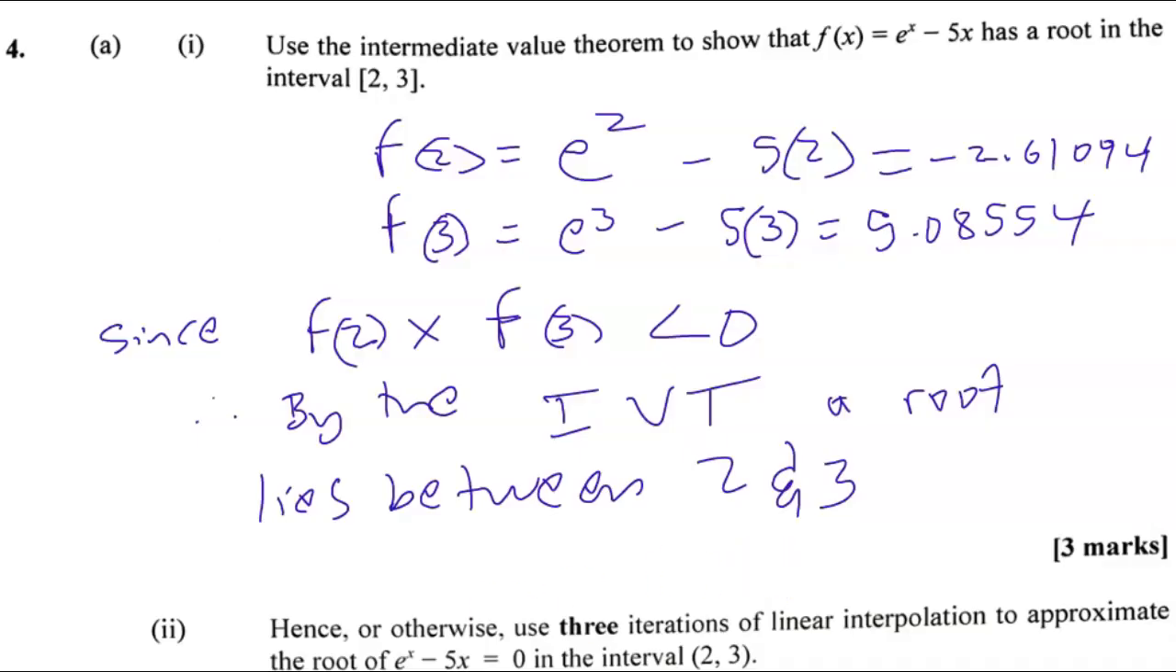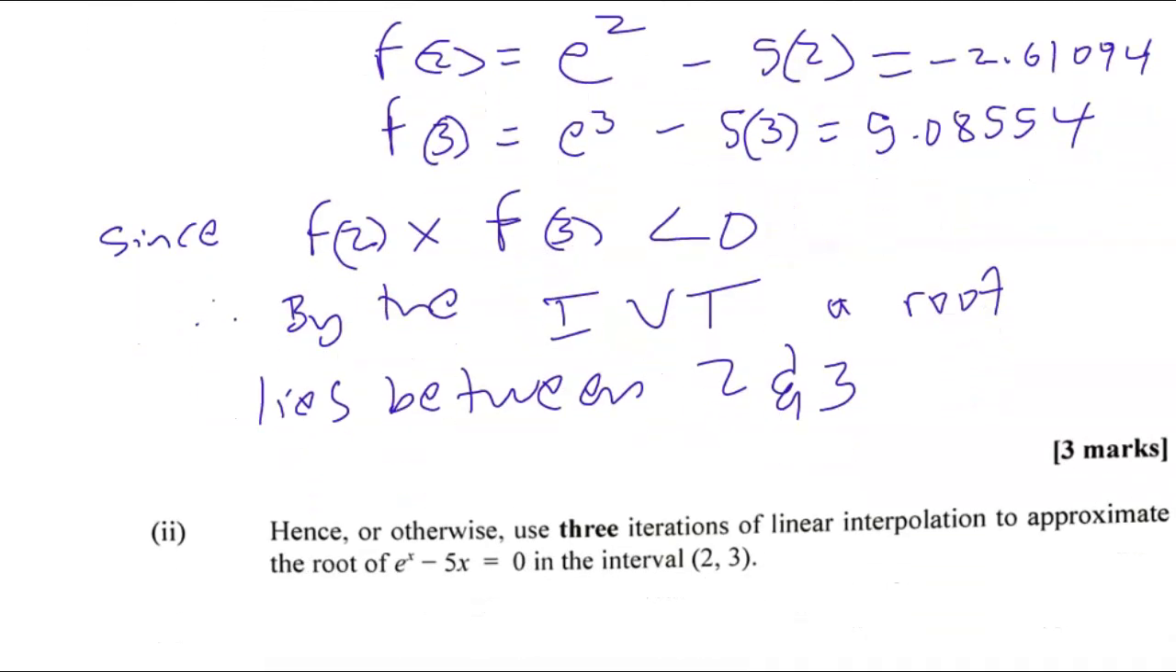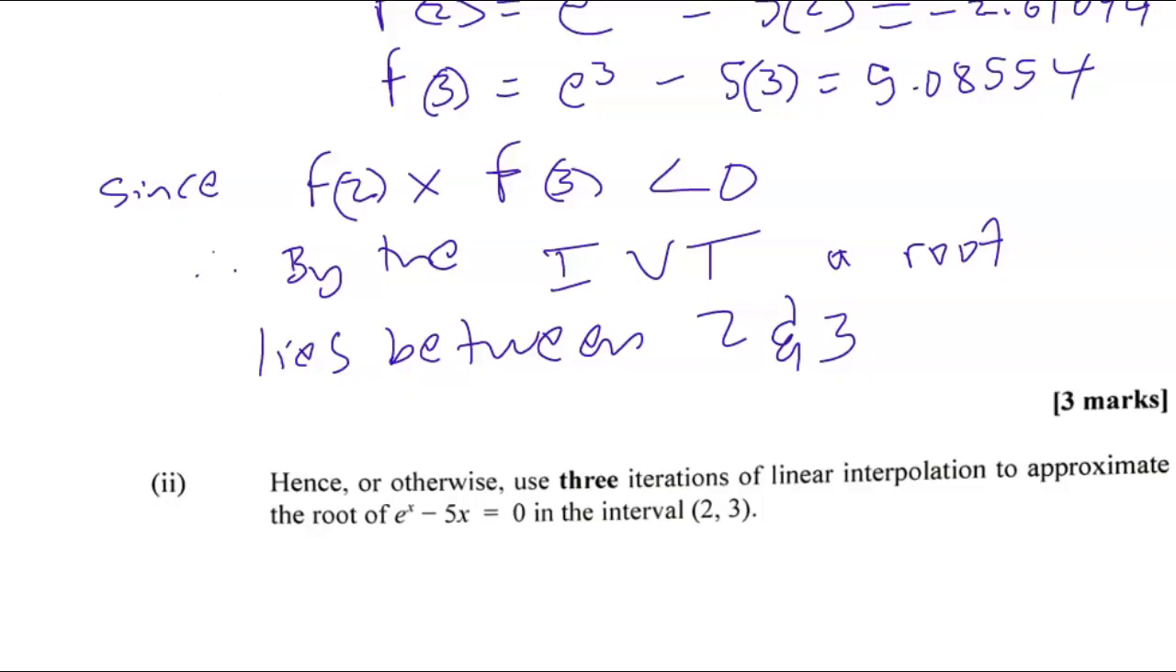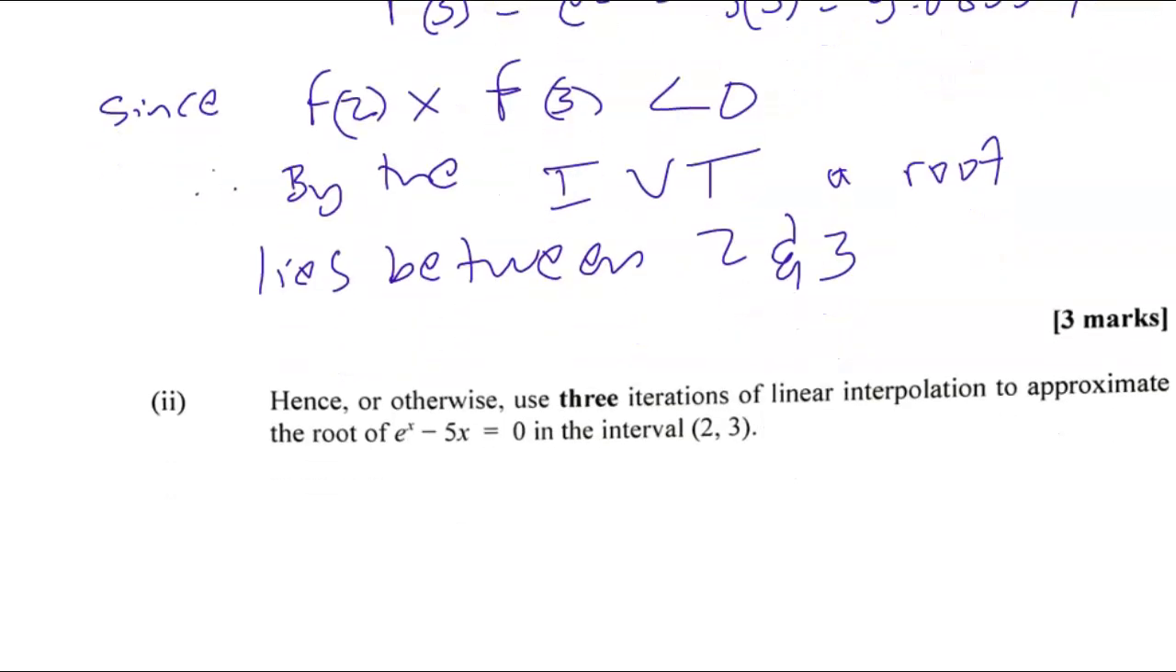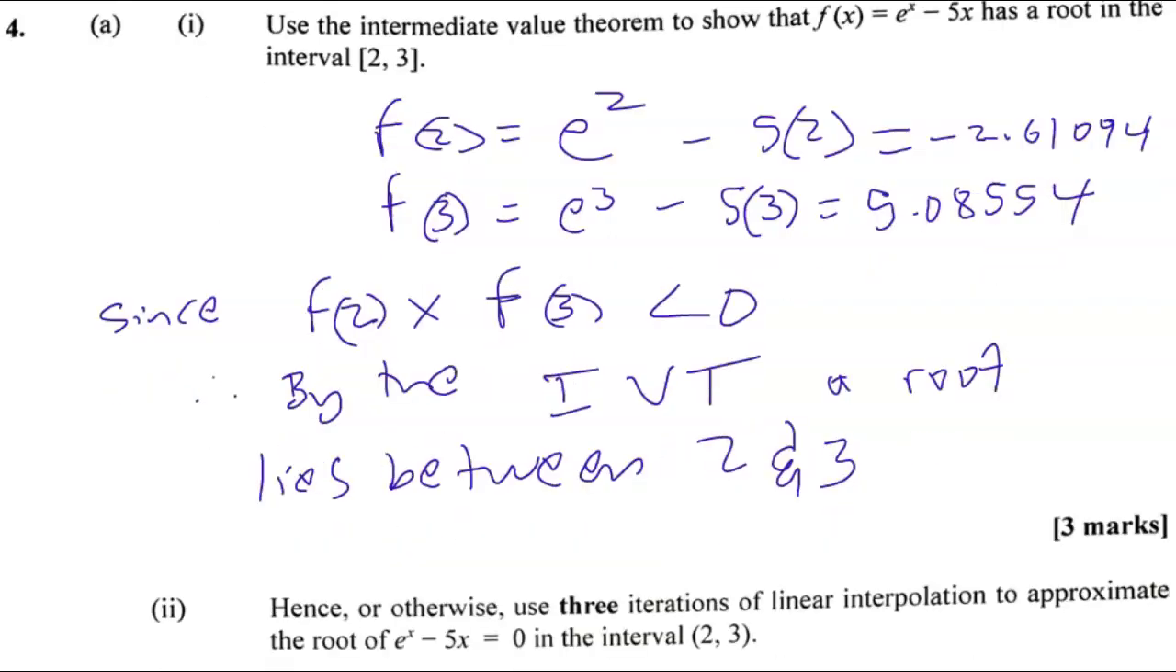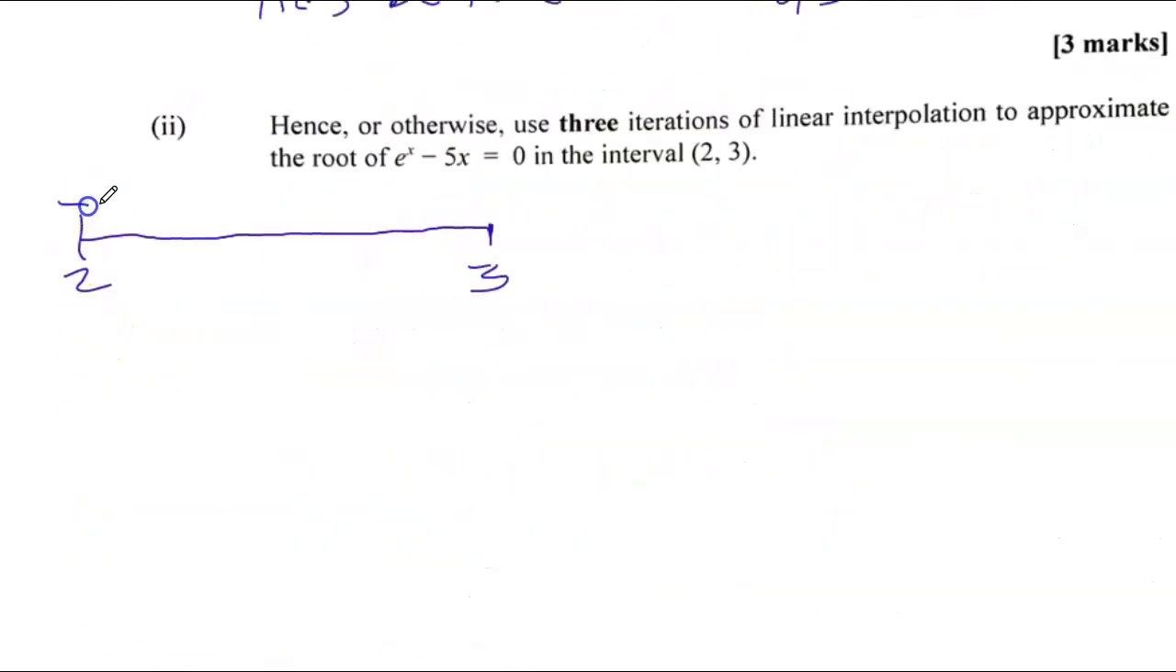Hence, or otherwise, use 3 iterations of linear interpolation to approximate the root of e^x minus 5x equals 0 in the interval [2, 3]. Okay, so we have just demonstrated that the root lies between 2 and 3. And of course, we know that f(2) gave us a negative value and f(3) gave us a positive value. So now the root lies between these because f(2) and f(3) give us different signs. So now the linear interpolation formula, we're going to use 3 iterations.